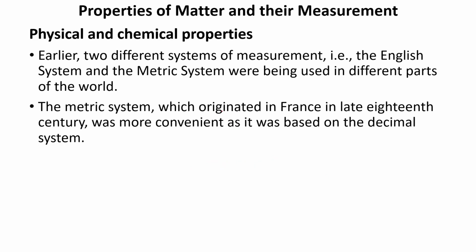Now, earlier two types of system existed. The first one is the English system, and the second one is the metric system. These two systems were used in different parts of the world, but the metric system was much more accurate. Why? Because it uses the decimal system. What does the decimal system do? Suppose the length of something is 33.33 meter.